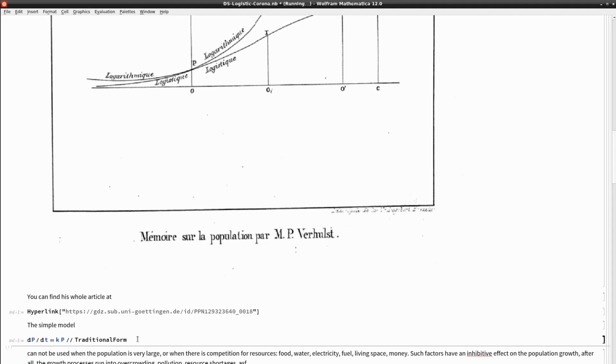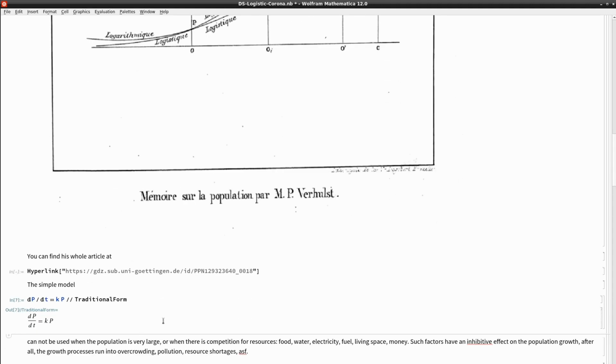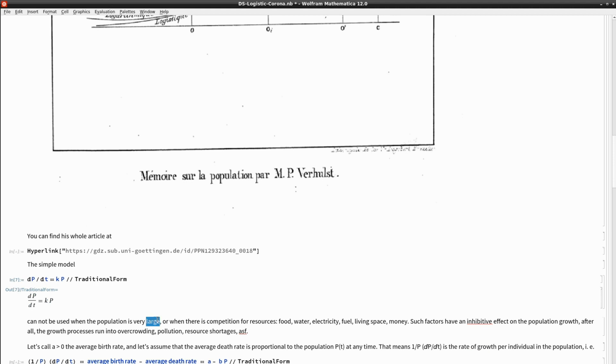So the simple model here cannot be used when the population is very large, or when there is competition going on for resources like food, water, electricity, fuel, living space, or money. Such factors have an inhibitive effect on the population growth. After all, the growth processes run into overcrowding, there's pollution happening, there are shortages of resources, and so forth.